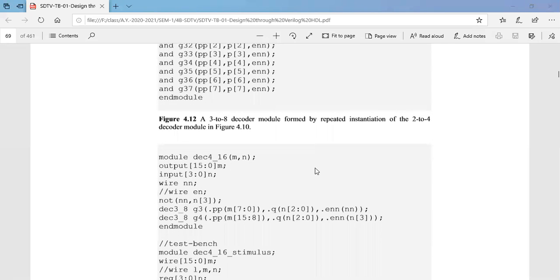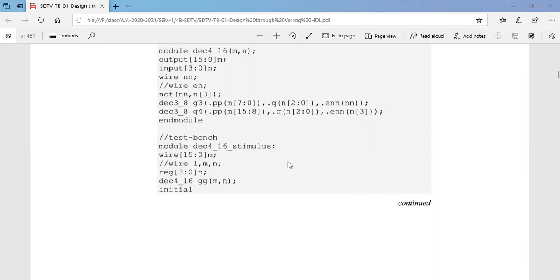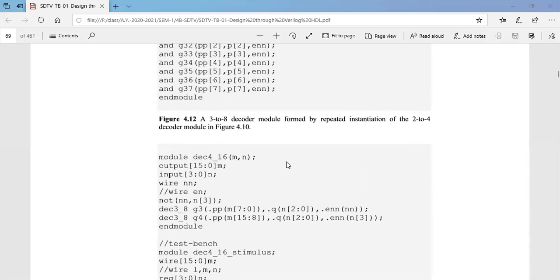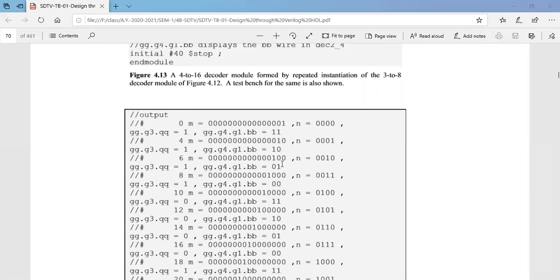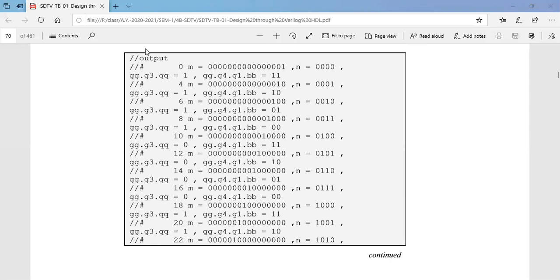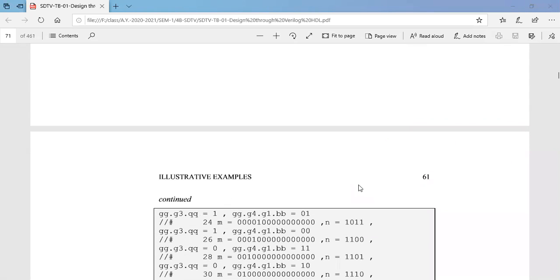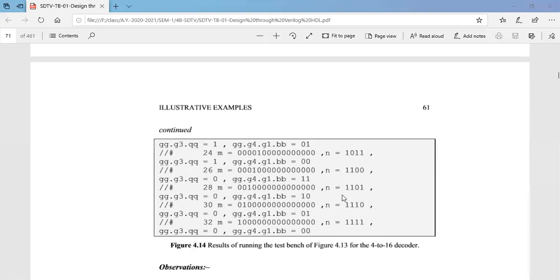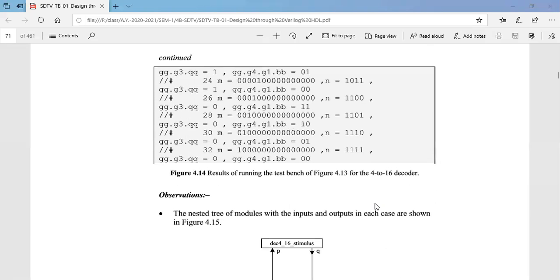So here is the 4 by 16 decoder, and the corresponding output. This we can observe in the console window. In the waveform window, you can see the waveform. And if you observe in the console window, you can see at what point of time what is the input, and at what point of time what is the output.